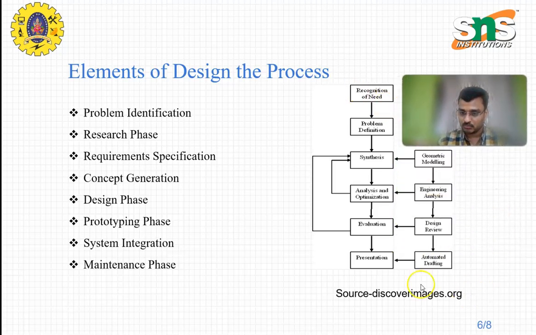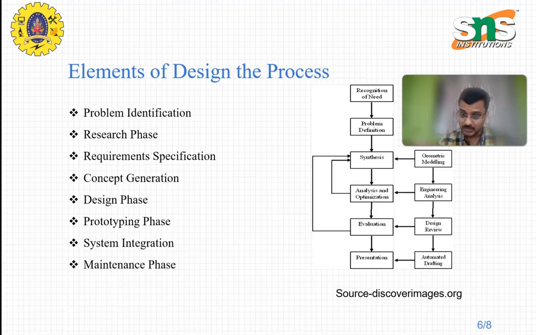These are all the block diagram of the elements, where the first one is the recognition of need: what the customer's requirement is has to be found out, and then we define that problem for the need of the customer. And then we have to synthesize whether that problem is applicable for all places or for the particular product. So that is to be synthesized, then analyzed and optimized for that particular problem, and we make the evaluation, which will be presented for the design.